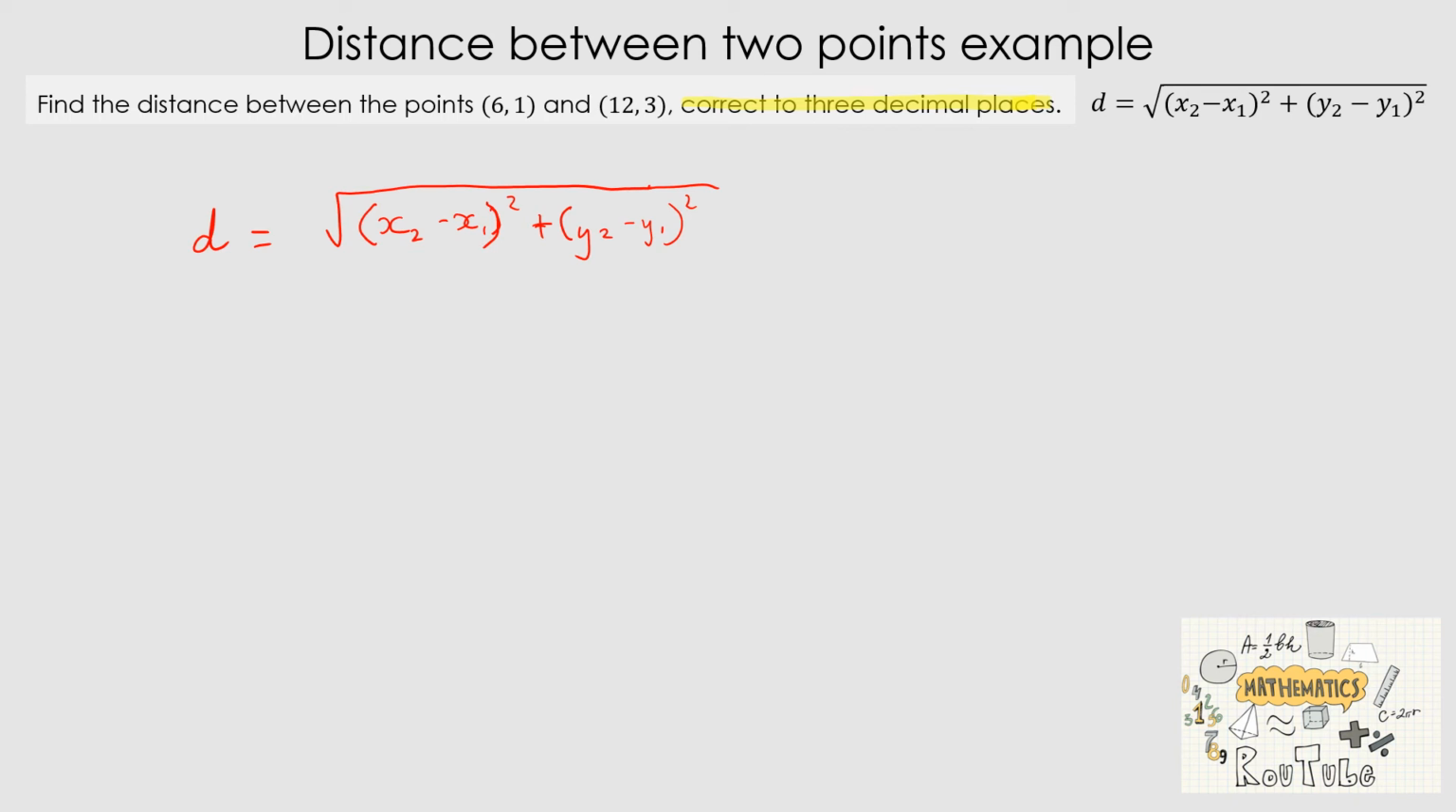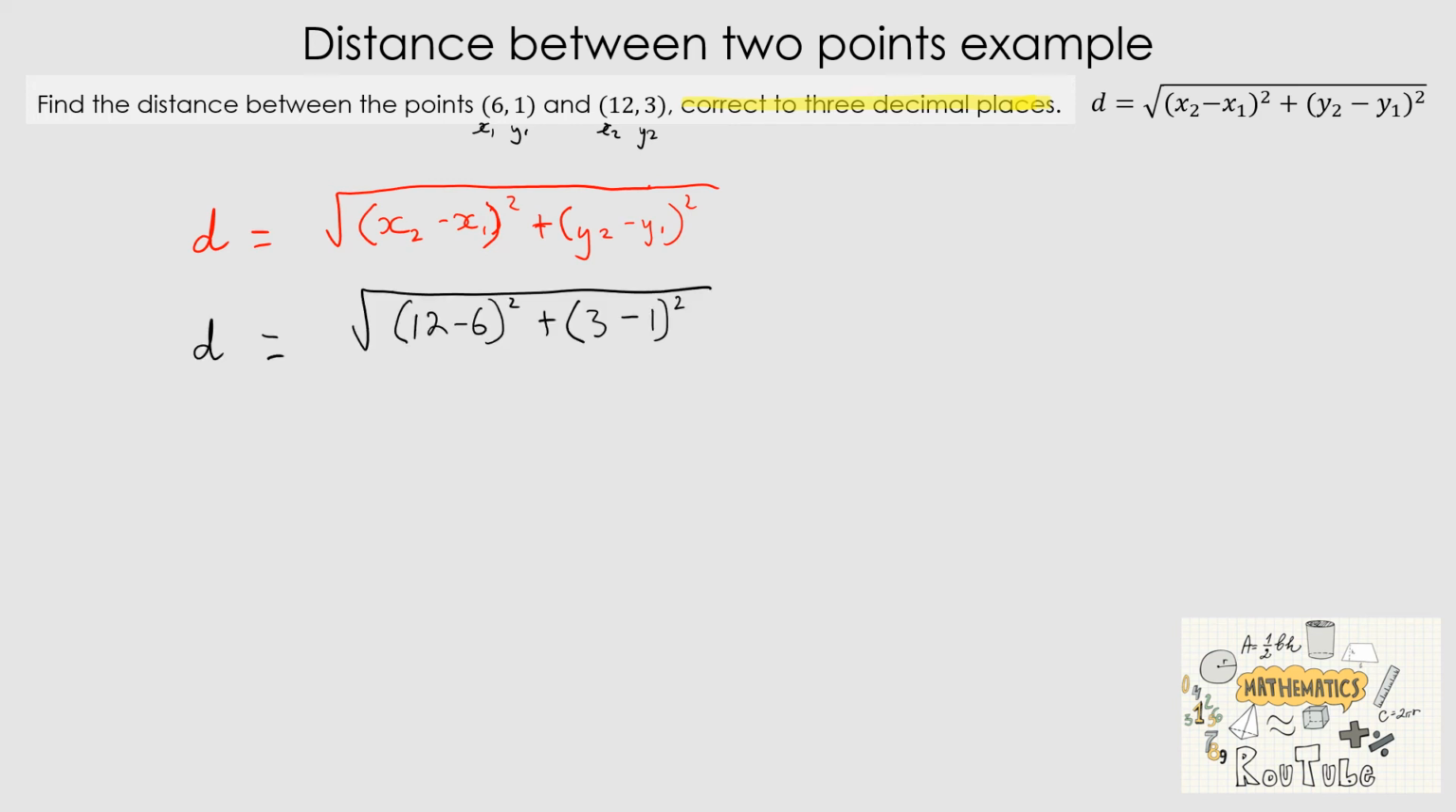So (6, 1) is going to be our first coordinate point. We know that x comes before y, so 6 is going to be x1. That means 1 is going to be y1. Therefore 12 is going to be x2 and 3 is going to be y2. So let's go ahead and substitute all of our values into that red formula.